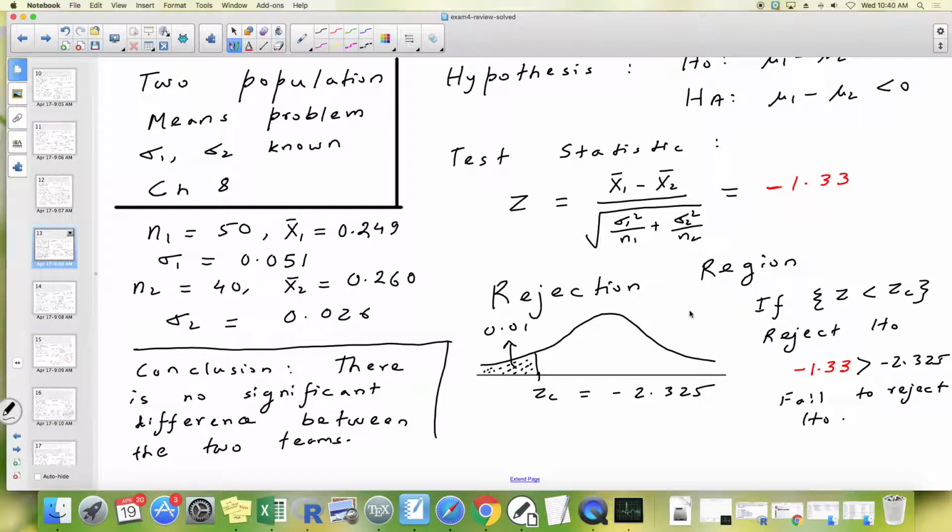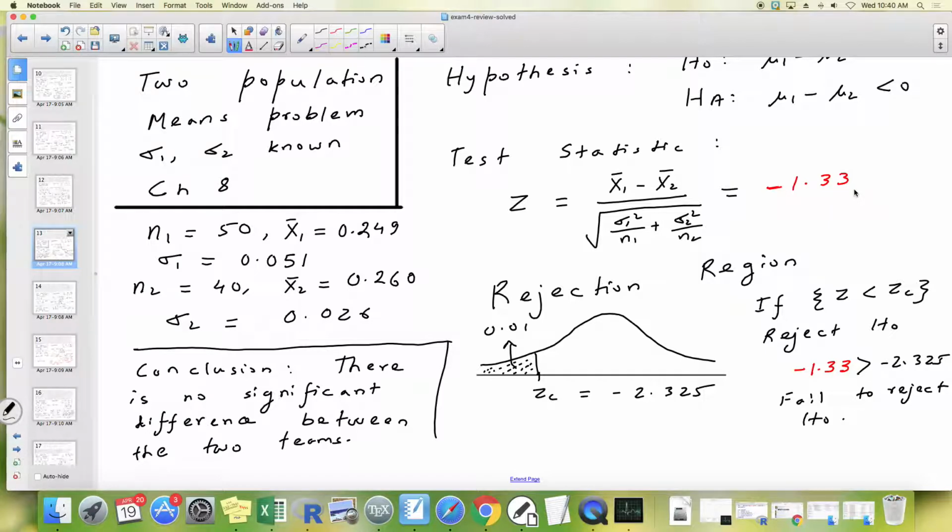So our test statistic is z equals x1 bar minus x2 bar divided by square root of sigma 1 squared by n1 plus sigma 2 squared by n2. All the numbers are given here. If you plug them in, you get minus 1.33.